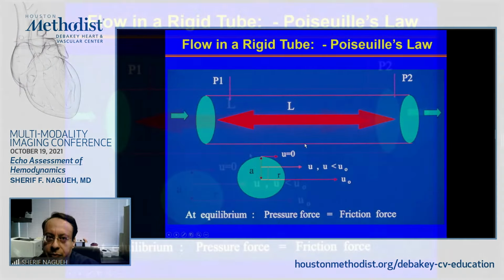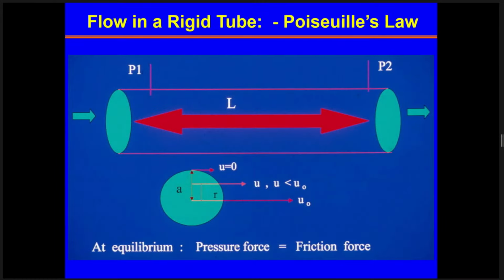Looking at an approach that relates pressure differences and flows. Flow happens from point 1 to point 2 because there is a pressure gradient, whereby pressure at point 1 is higher than pressure at point 2. The distance between these 2 points is given by L.